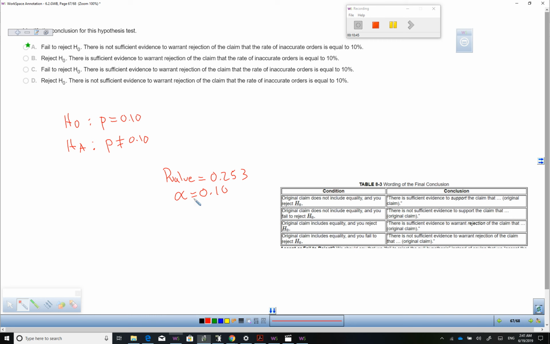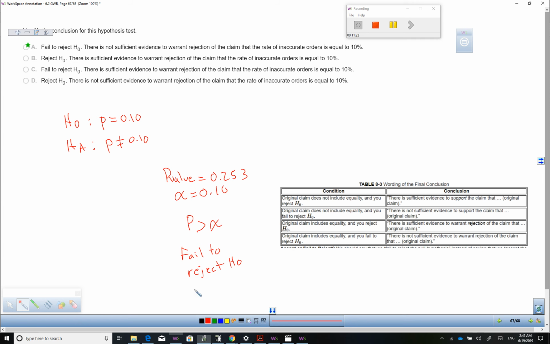If you read the book, you watch the lecture videos, they explain that we have in general two ways to do these problems, using the p-value method or the critical value method. So since in this case the p-value is greater than alpha, so this value 0.253 is greater than 0.10, we fail to reject the null hypothesis.